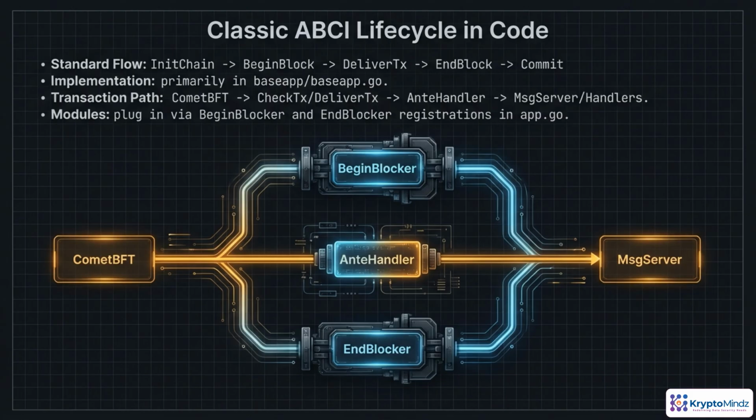Classic ABCI is basically a pipeline that base app wires up for you. CometBFT drives the sequence: InitChain, BeginBlock, DeliverTx, EndBlock, Commit. Each transaction enters via CheckTx or DeliverTx, then runs through the ante handler. That's where you do stateless checks, signature verification, fee deduction, and basic auth. If it passes, the transaction's messages hit the Msg server or legacy handlers, which mutate state.